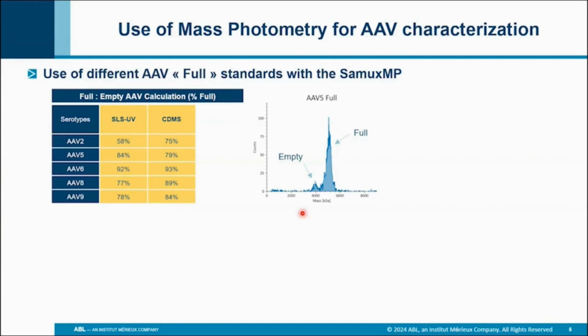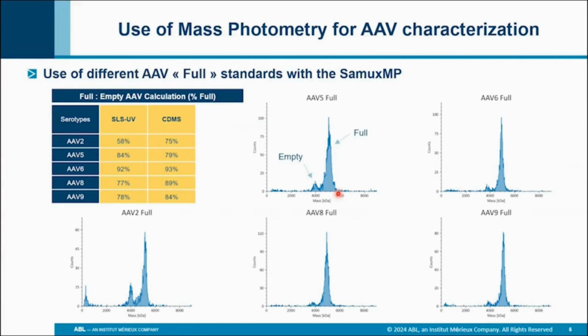So we used those standards in the SamuxMP, and this is a first example with AAV5. It worked well. We had two peaks, empty peak and full peak, and it worked well not only for AAV5, but for the other serotypes tested, which were AAV6, 2, 8, and 9. Then obviously, the big question was, how does the data obtained with the SamuxMP compare with the orthogonal method data from the supplier, and especially the CDMS? Well, everything is in the table in blue, and as you can see, it's really similar to the CDMS and also the SLS-UV. If we take, for example, AAV6, when we're expecting to have 92% or 93% of full with the SLS-UV and CDMS respectively, we got from the SamuxMP 90%. So it's very similar to the CDMS data and SLS-UV data.